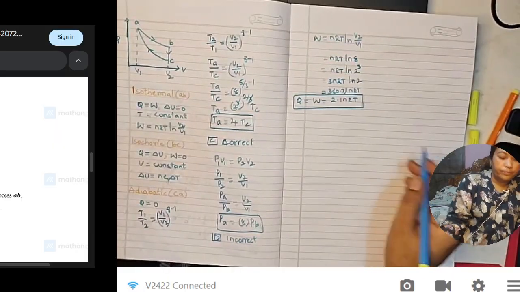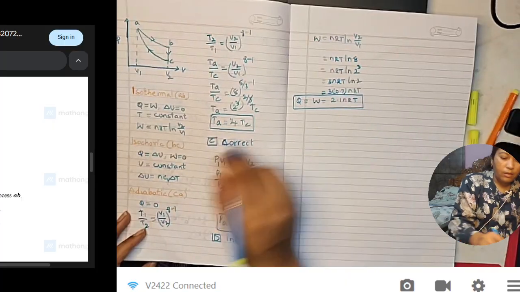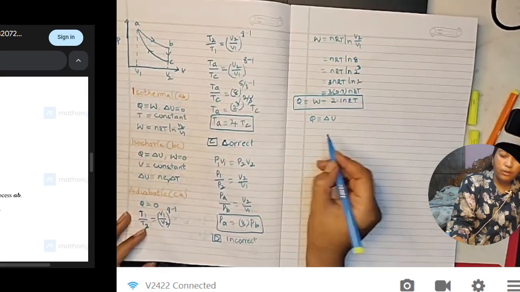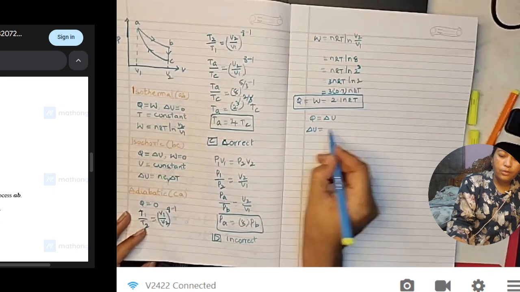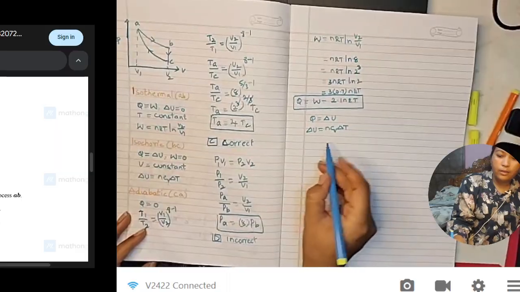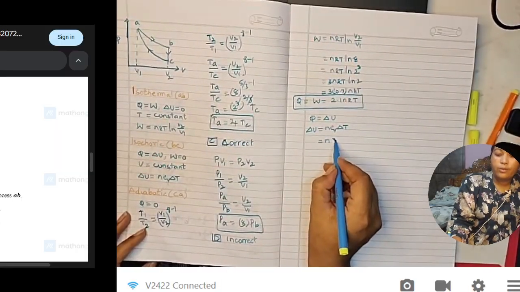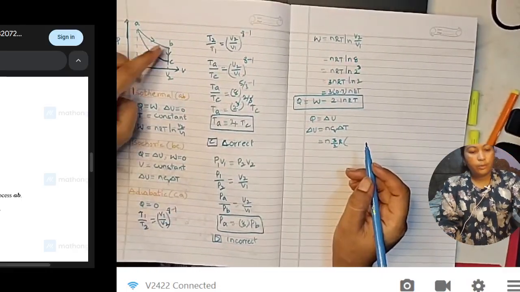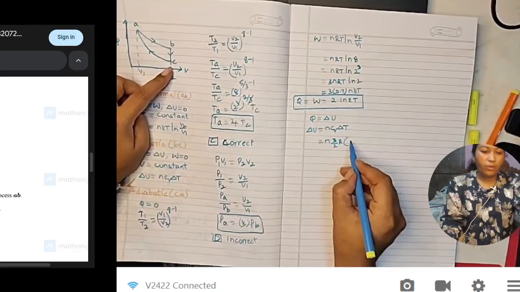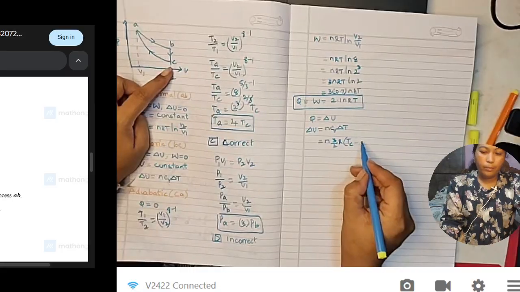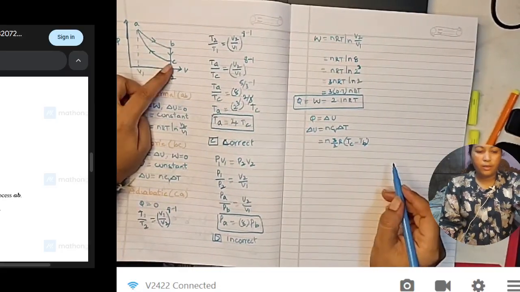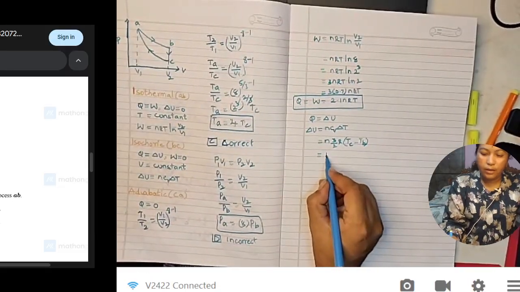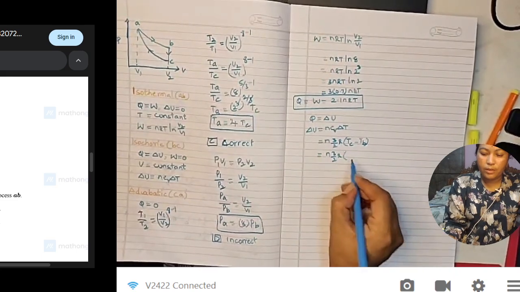Okay, next. In the isochoric process, what is the heat transmitting? Q is equal to delta U. As we know, delta U is equal to nCV delta T, and the CV value we know is 3 by 2 R. Delta T, what is the delta T? It is an isochoric process from B to C, so TC minus TB, the difference between the temperatures from C to B.